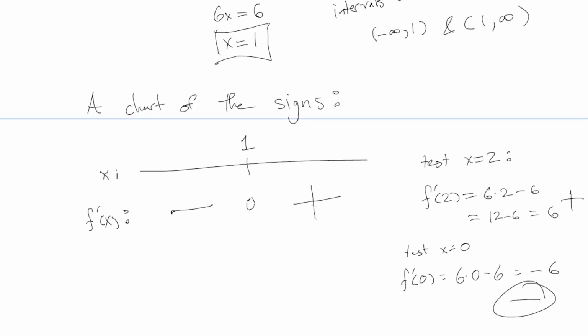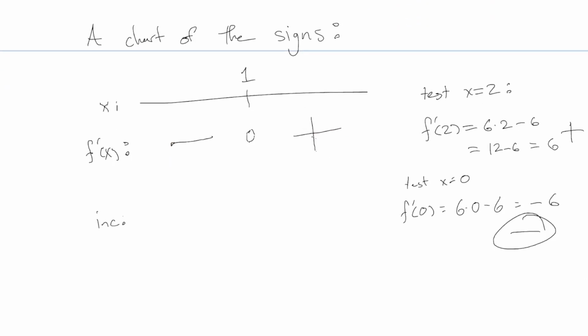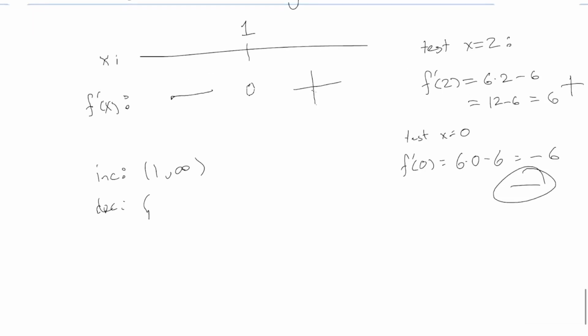We can say now which of those intervals, remember we said before, these are the intervals, right? Negative infinity to 1 and 1 to infinity. Are they increasing or decreasing? We just figured out what the signs were. So I can say the increasing one is the one with the plus, which was 1 to infinity. And the decreasing one is the one with the minus, which is minus infinity to 1, like so. Sorry, this is a comma. The increasing versus decreasing is according to those signs in the chart.